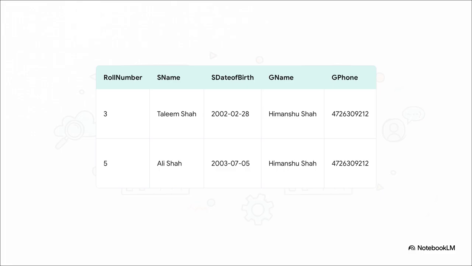Notice the major flaw here? We are forced to type out their guardian's name, Himanshu Shah, and his phone number twice. If Himanshu gets a new phone number, someone has to remember to change it in 2 completely different rows. If they miss one, the data is corrupted. This is data redundancy at its absolute worst.